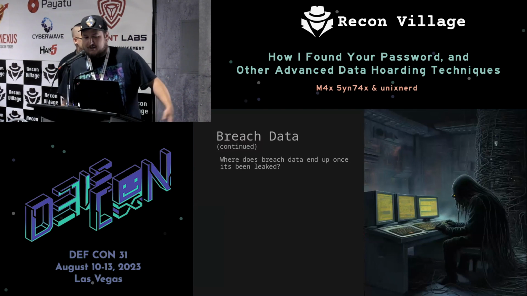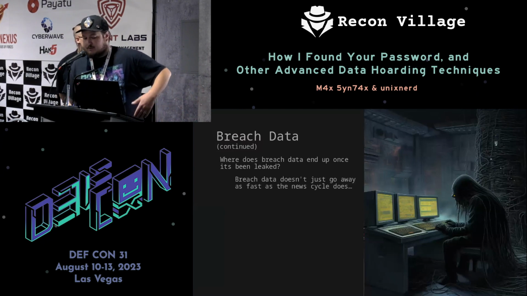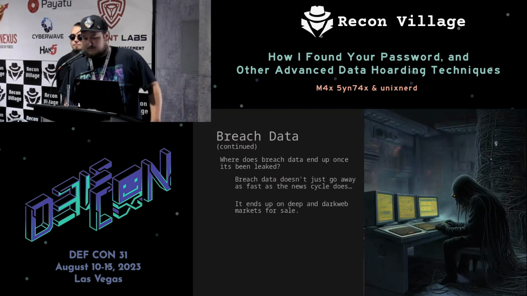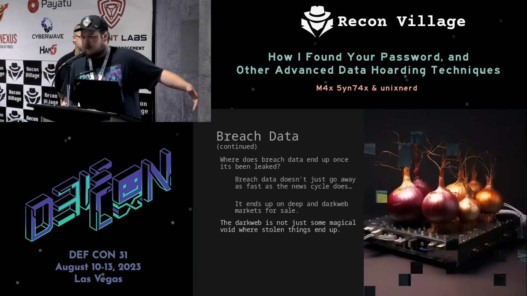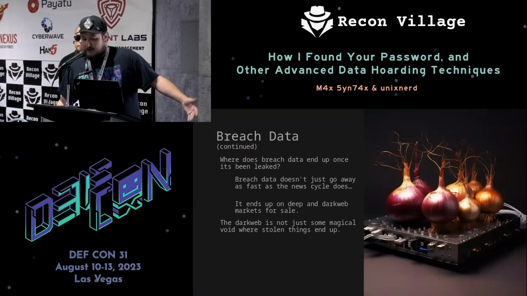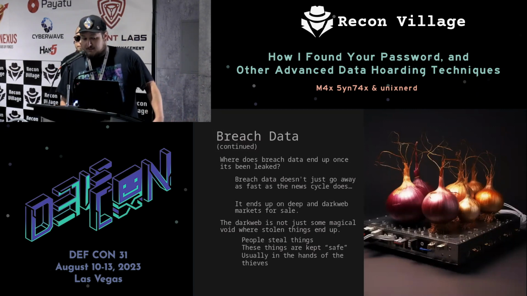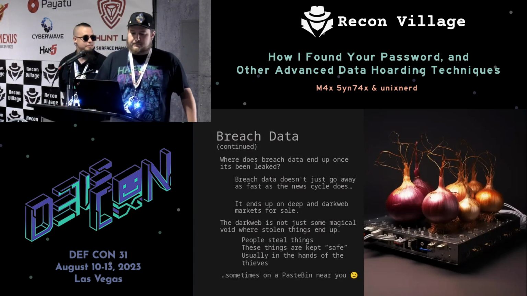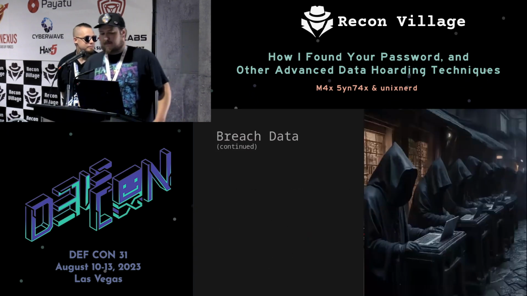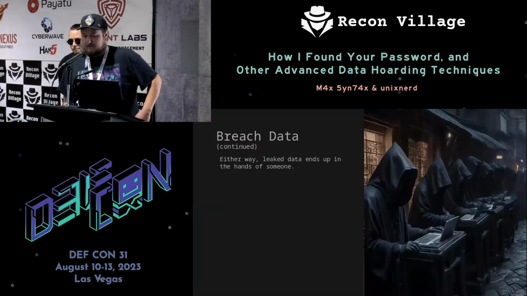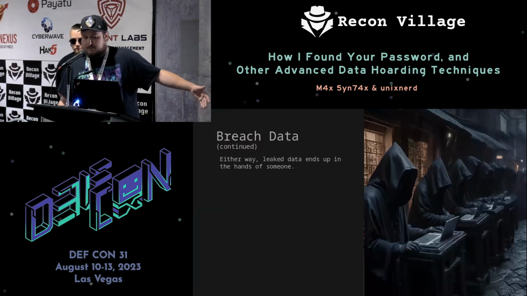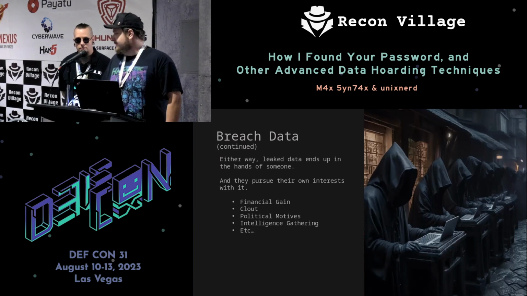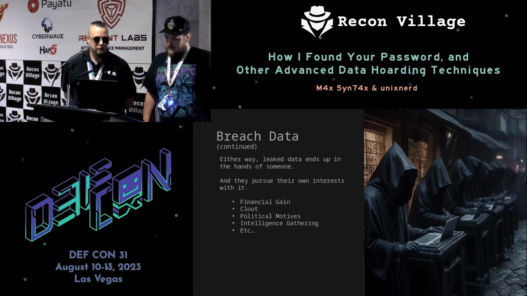So where does breach data end up once it's been leaked? Breach data doesn't just go away as fast as the news cycle does. It ends up on deep and dark web markets for sale. And the dark web is not just some magical void where stolen things end up. People steal things. Those things are kept safe, usually in the hands of thieves, and sometimes on a paste bin near you. Either way, leaked data ends up in the hands of someone, and they pursue their own interests with it. Here's a few examples.